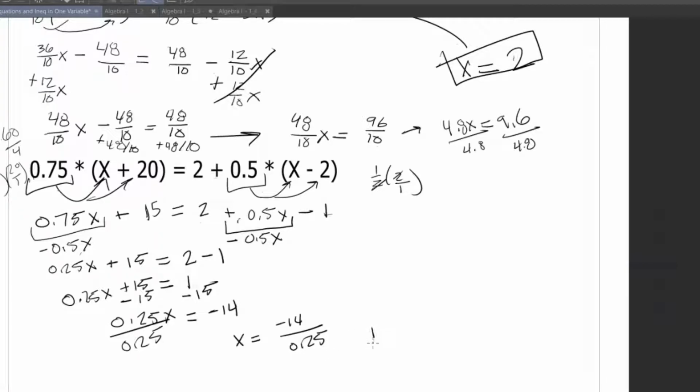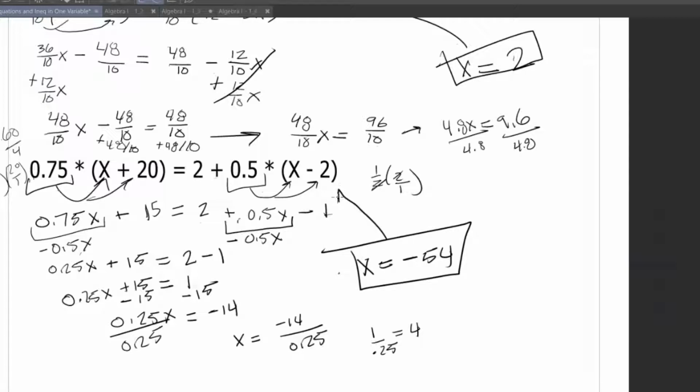1 over 0.25 is equal to 4, right? So it's going to be negative 14 times 4, which is going to be negative 54. So x equals negative 54 for this problem. And again, negative 54 makes this solution true.